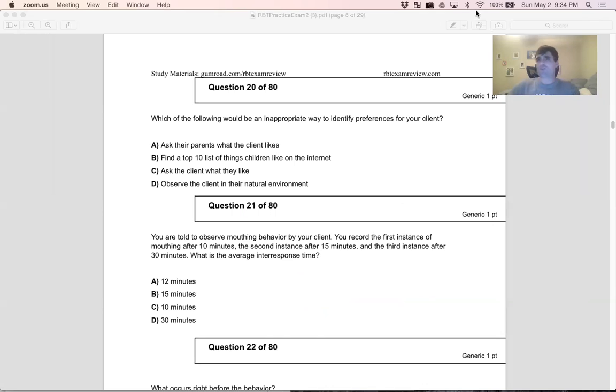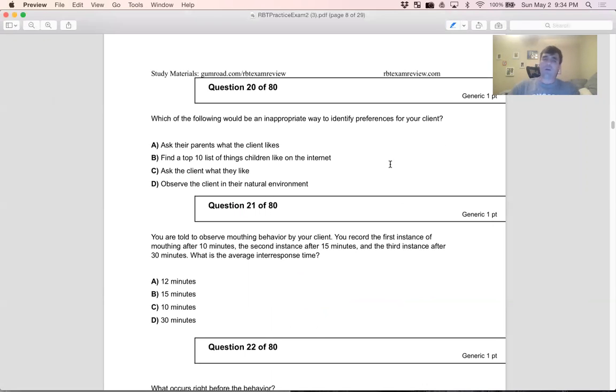So we're starting on question 21. We already did the first two parts, which were questions 1 through 20, so we will start with 21 today. 21, you were told to observe mouthing behavior by your client. You record the first instance of mouthing after 10 minutes, second instance after 15 minutes, and the third instance after 30 minutes. What is the average inter-response time?